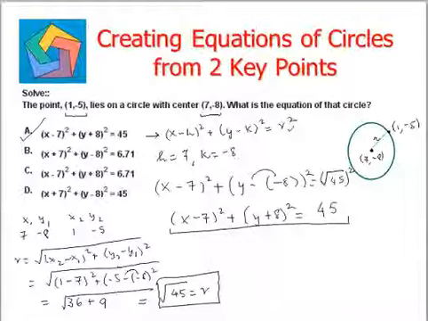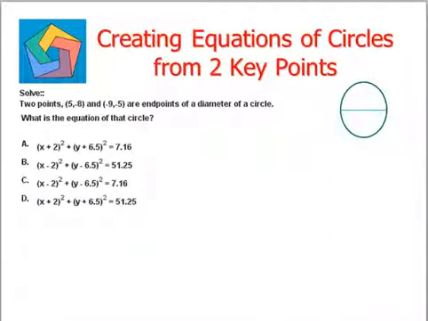Let's move on to the next question. The points (5, -8) and (-9, -5) are the endpoints of the diameter of the circle. What is the equation of that circle? Let's look at the diagram. We're given two endpoints of the diameter, that is (5, -8) and (-9, -5).